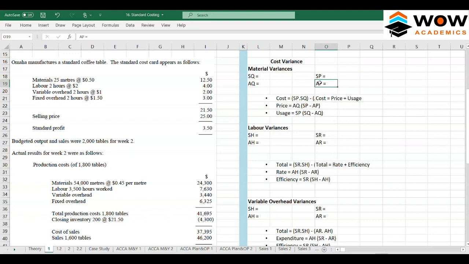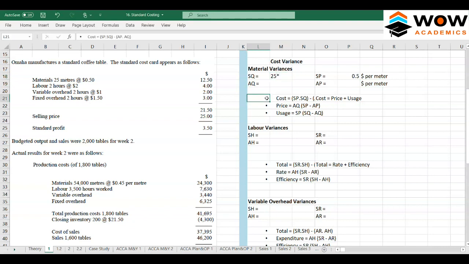So the easiest numbers are SP and AP. So first we'll get that. SP is the standard price of the material. What is the standard price of the material? Is it this number or this number? See, the standard material per meter is what we want. So the number is going to be 0.5. Why? Because it is $1 per meter. That is what we are bothered about. Even in actual price, that is what we want. And each unit will take 25 meters.